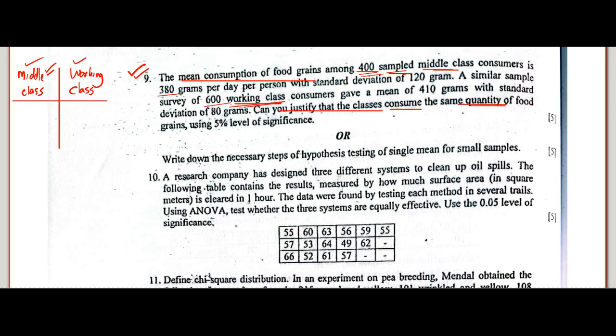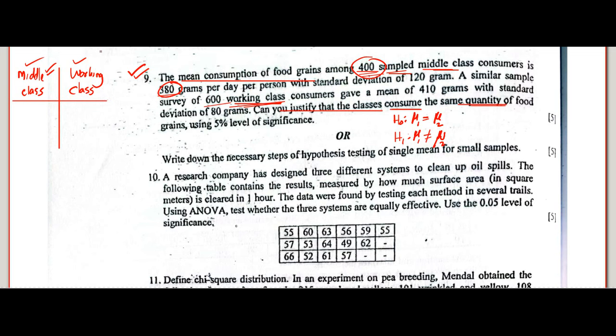Okay, that's very clear. So the null hypothesis is both of them consume the same stuff, and alternative is not equal to. Again a two-tailed test, and it is large sample because 400 and 380 means you go for large sample test.